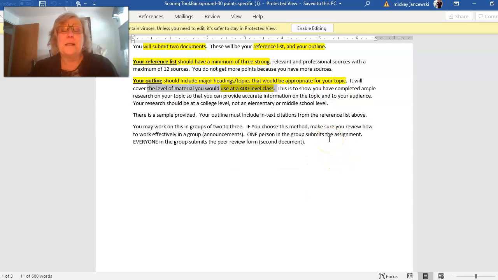There's a sample provided at the end that shows you the kind of outline that you should have. You should have in-text citations from the reference list. I'm not grading you on your outline format. I don't care if you use Roman numerals, then capital letters, then regular numerals, then small letters, then double. I don't care about that. I care that it's set up so it looks like an outline, it has information that it needs to have, and it's grammatically correct.